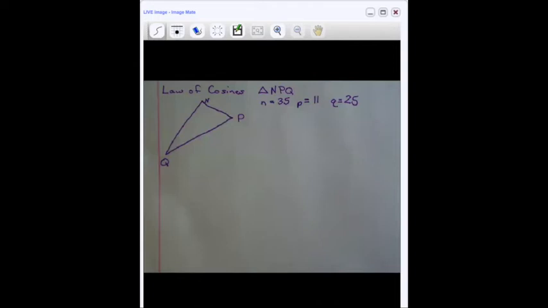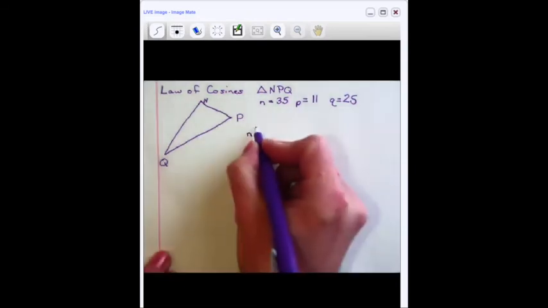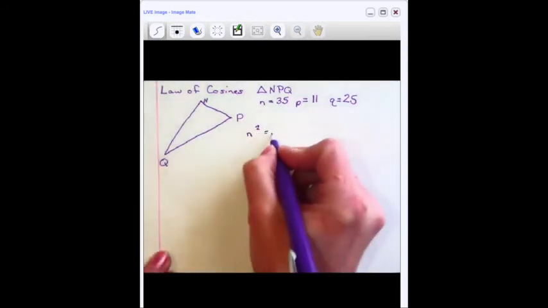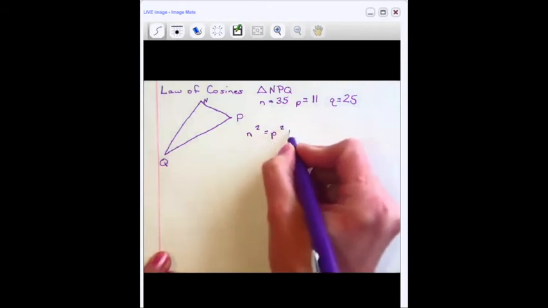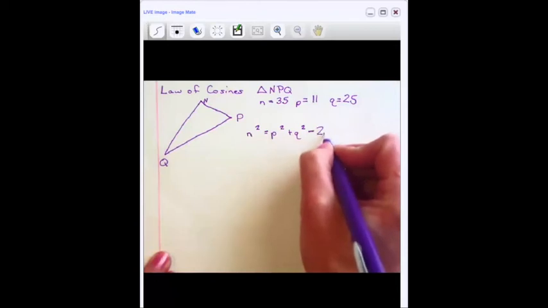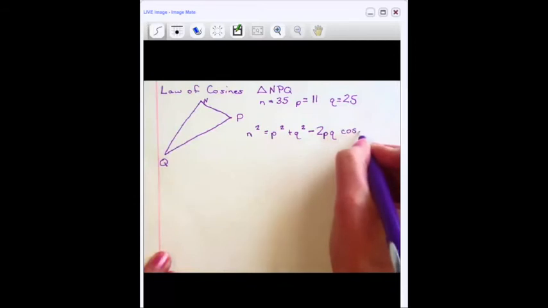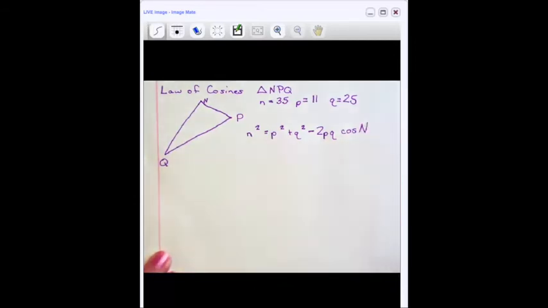The next part of your notes talked about the law of cosines, after the law of sines. So this one's a little bit more complex. The formula for this one looks like n squared equals p squared plus q squared minus 2pq, the cosine of n. So that's what the formula looks like.